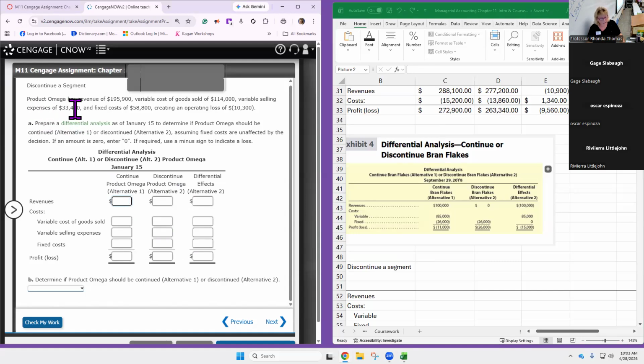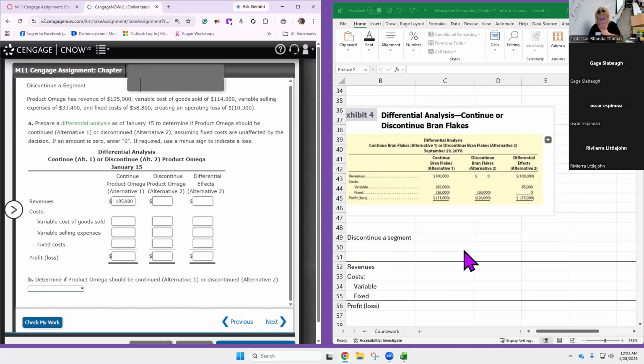So let's get started. Product Omega has revenue of 195,900. That's going to go right here. I'm going to put that in here too. So I've got continue, discontinue, and differential. So continue bran flakes, and discontinue bran flakes.